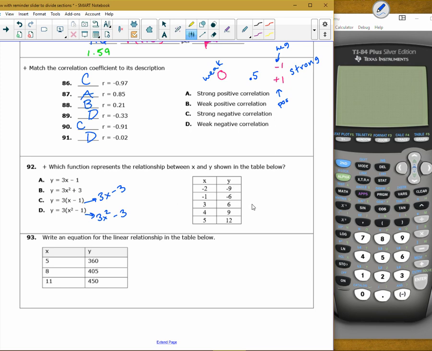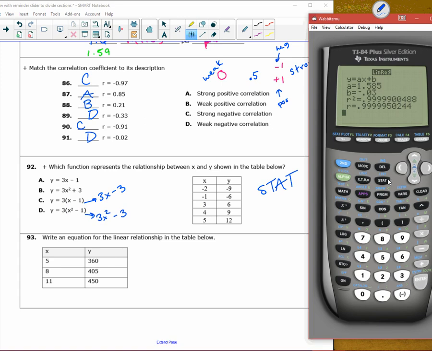But since once again I'm going from a table to an equation, I'm using stat. So then go back to stat. We got all sorts of numbers to put in. So -2, and then -1, and then 3, 4, 5. All right, -9, -6, 6, 9, 12. Oops, 12. Okay, so then stat, calc, check 4 for linear.